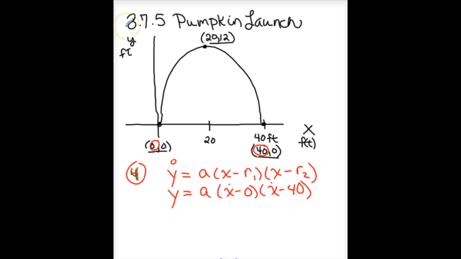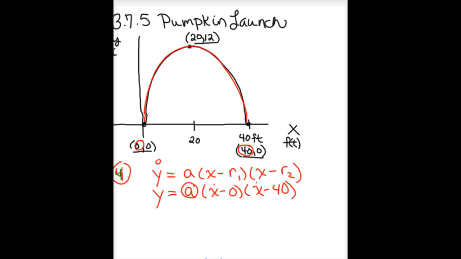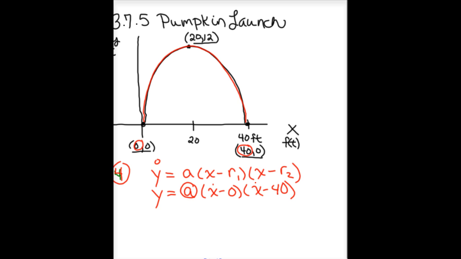So I'm starting off with that, and what I've got to figure out is, what is this a value actually? I know it's got to be negative because this parabola is opening down. So we know we're going to get a negative a, but the question becomes, what is it? What I'm going to do here is show you how to find that missing a in the parabola.